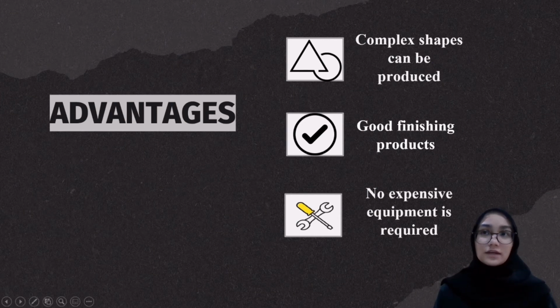So today I'm going to explain about the advantages and disadvantages of ceramic processing. Firstly, complex shapes can be produced. This is because the teapot set can be made with shapes or sizes that could not possibly be done by other processes. Secondly is good finishing products. This is because this process is very suitable for any ceramic or porcelain materials. Thirdly is no expensive equipment required to make the teapot set.